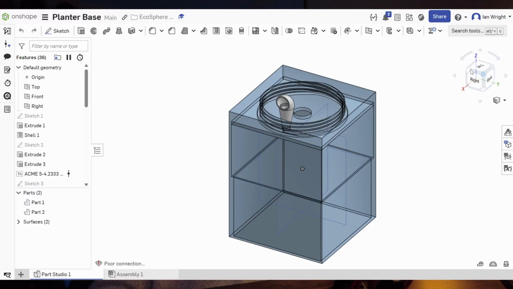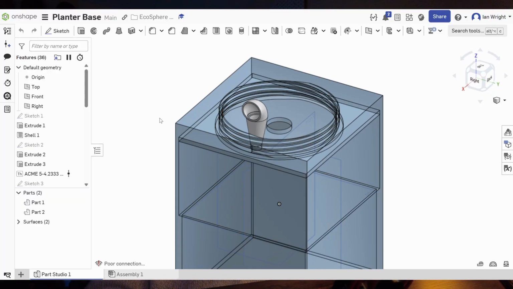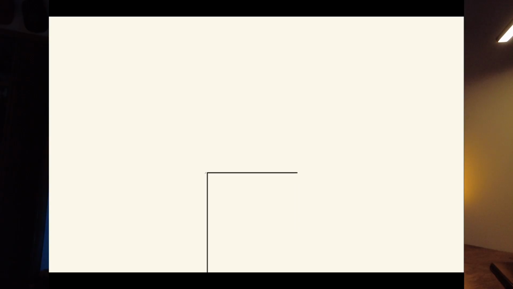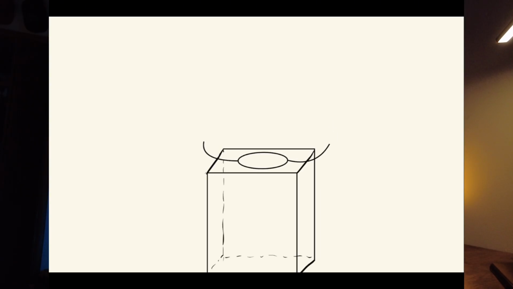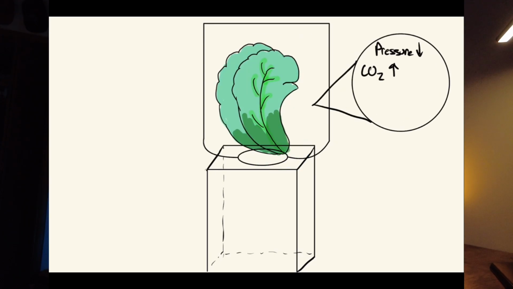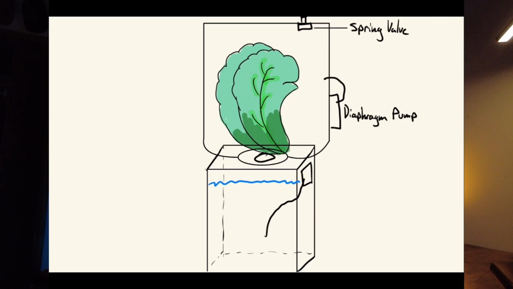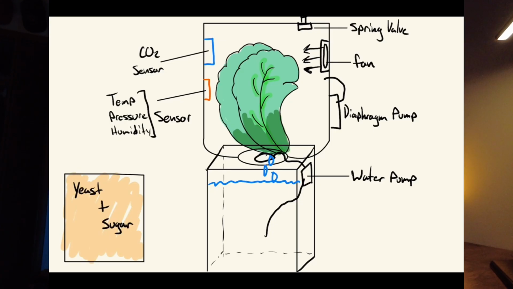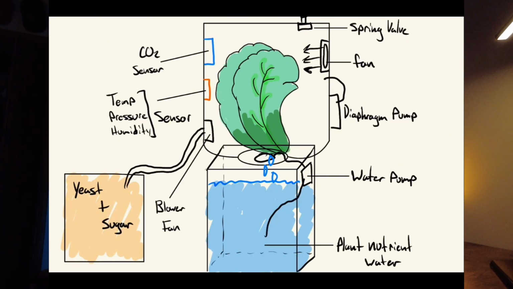To test my hypothesis, I'm running two growth conditions using identical hydroponic setups. In the ambient condition, the system is open to the room, exposed to regular pressure and ambient CO2 conditions. In the controlled condition, the EcoSphere is sealed. The CO2 is enriched using a sugar yeast reaction and maintained at a slightly lower pressure using a diaphragm pump. All other variables are kept the same.